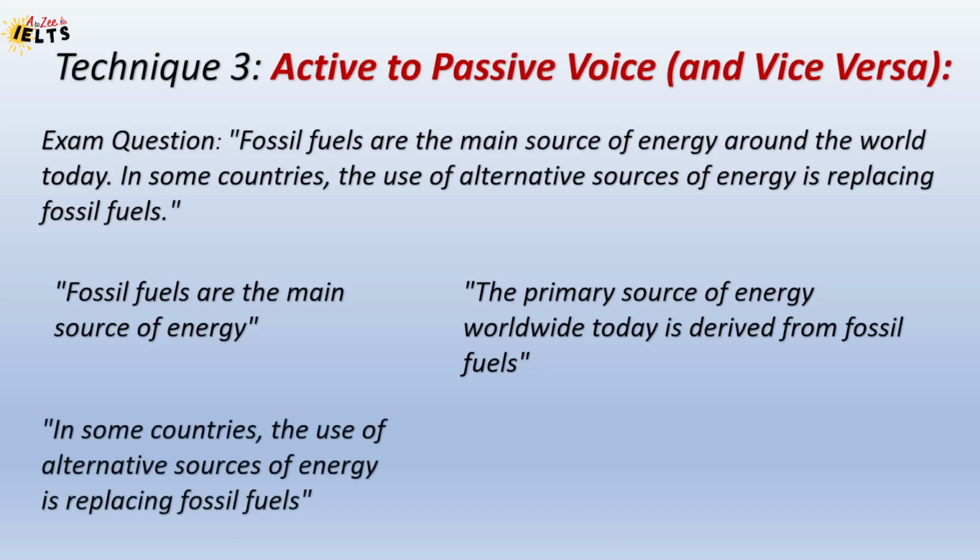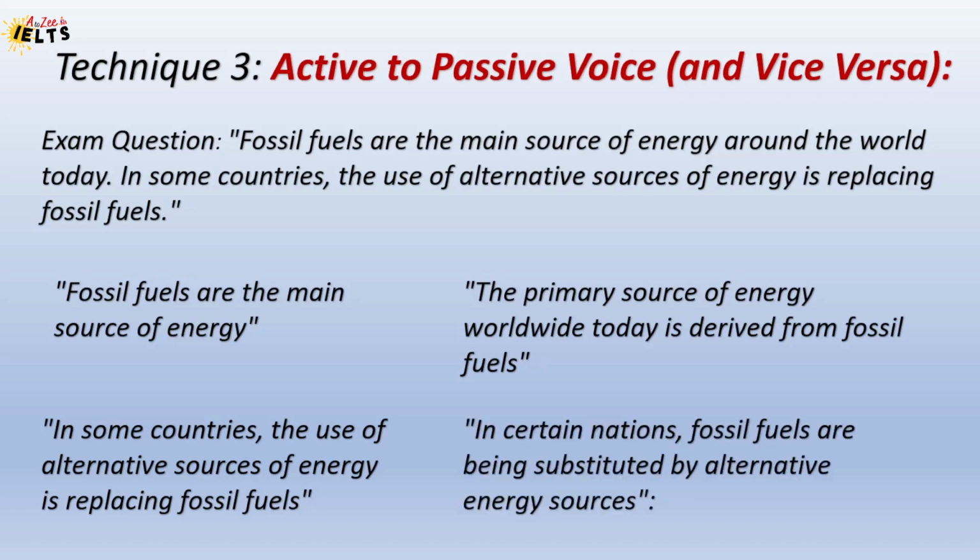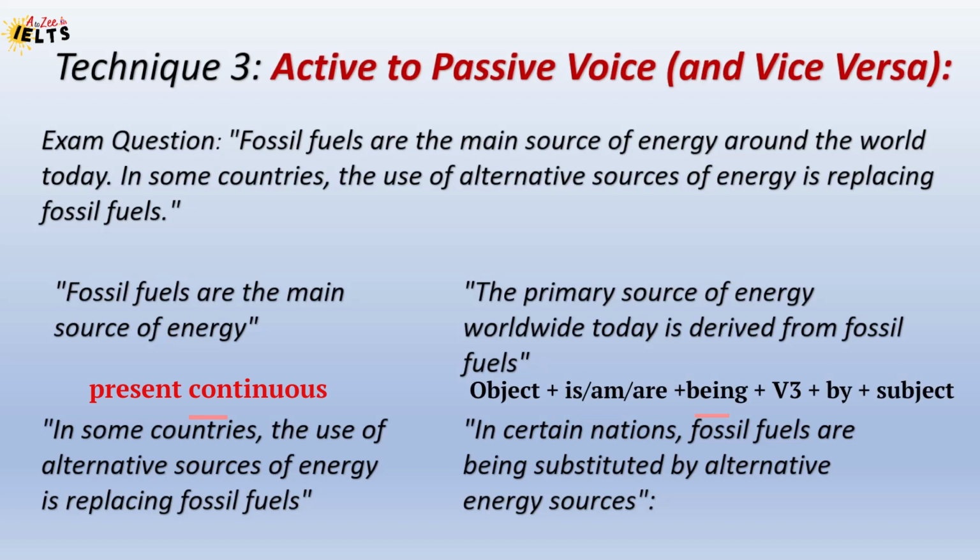"In some countries, the use of alternative sources of energy is replacing fossil fuels" is changed into "In certain nations, fossil fuels are being substituted by alternative energy sources." Here, the sentence is in the simple present. So when the sentence is in the simple present, we convert it into passive form by applying object plus is, am, are plus being plus third form of verb.